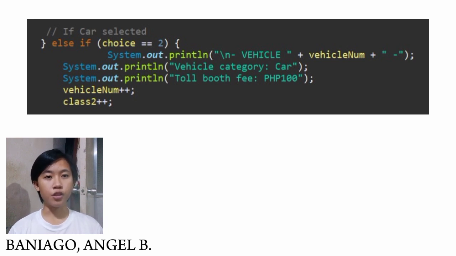I'm here to present the else if choice of vehicle class car. If the user's choice is equal to 2, which is car, then it will print the vehicle number and its vehicle class, car. Also, it will print the tollbooth fee, which is 100 pesos. Moreover, the vehicle number increment increases the count of vehicles processed, and the class 2 increment indicates that another car has been processed.